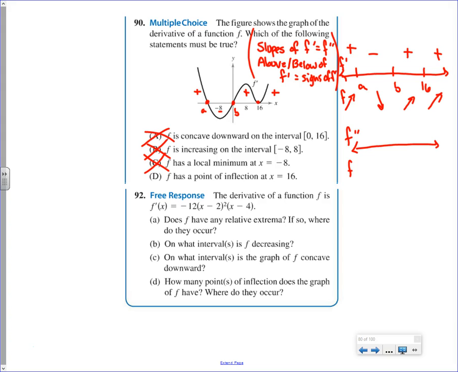So my question to you is, are there any places where the slopes are 0? And where is that? Negative 8, 8, and 16. So where f prime has horizontal tangents, f double prime has zeros. And how do I check the signs of f double prime? Well, is f prime decreasing or increasing? Are the slopes negative or positive? What are all the slopes before negative 8? Negative. F prime is decreasing, so that's how I know f will be concave down on that interval. What are the slopes in between negative 8 and 8? Positive, or f prime is increasing. That's how I know concave up.